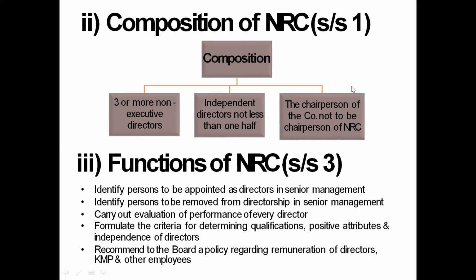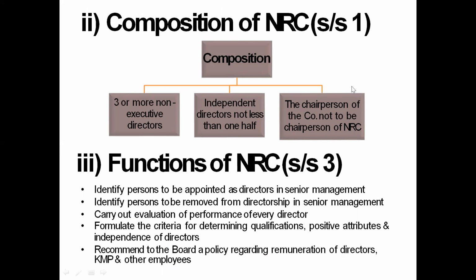The first person is three or more non-executive directors, with independent directors not less than one half. The chairperson of the company is not to be the chairperson of NRC, which is all given under subsection 1. The functions of NRC are given under subsection 3.